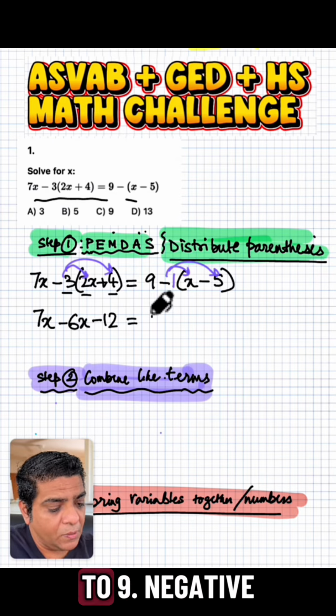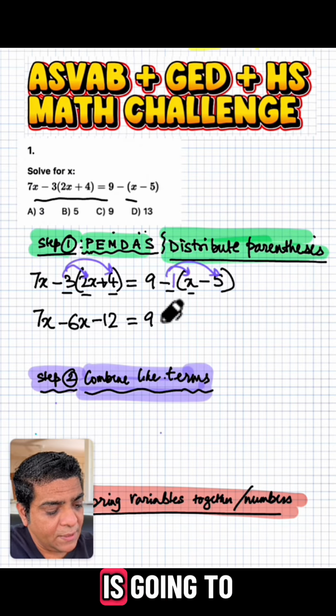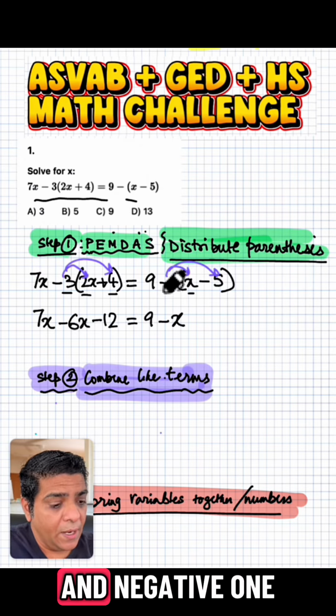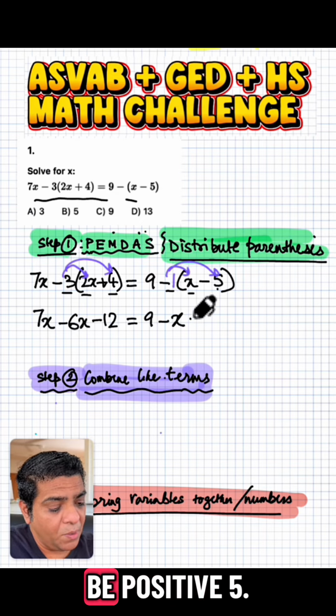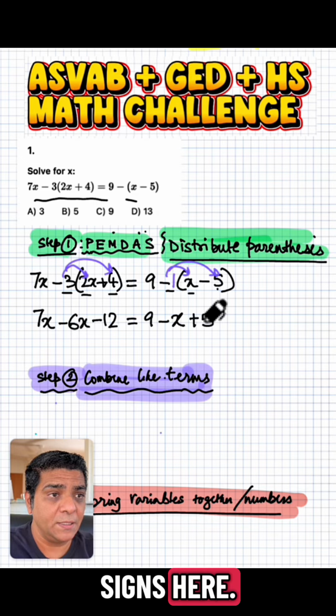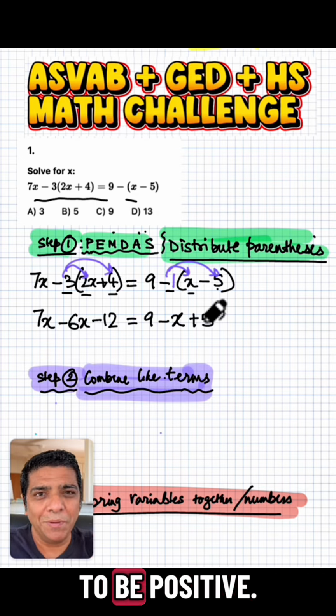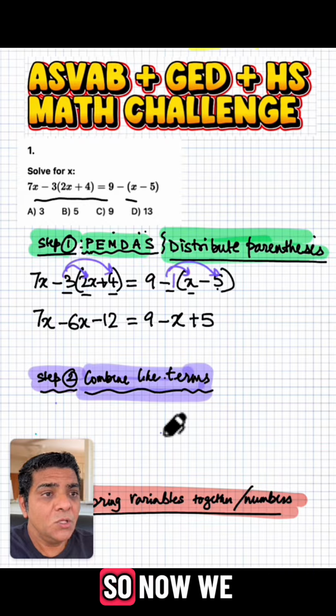This is equal to 9. Negative 1 times x is minus x, and negative 1 times negative 5 is positive 5. You have to be careful about signs here because negative times negative is positive. All right, so now we have done that.